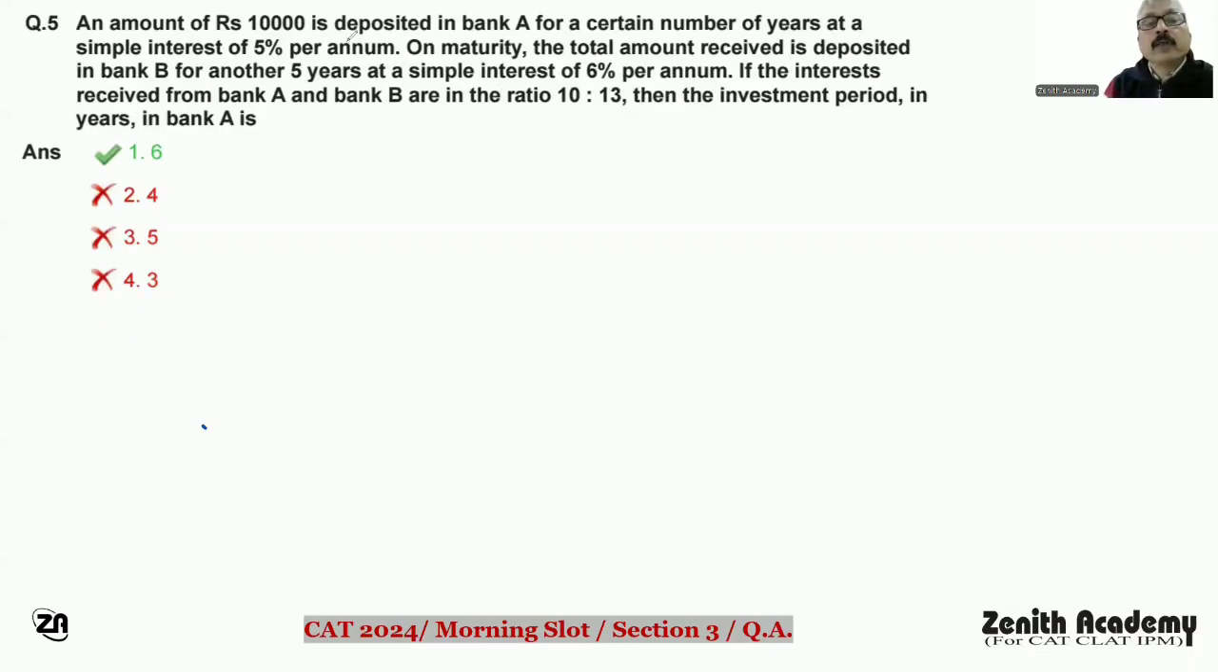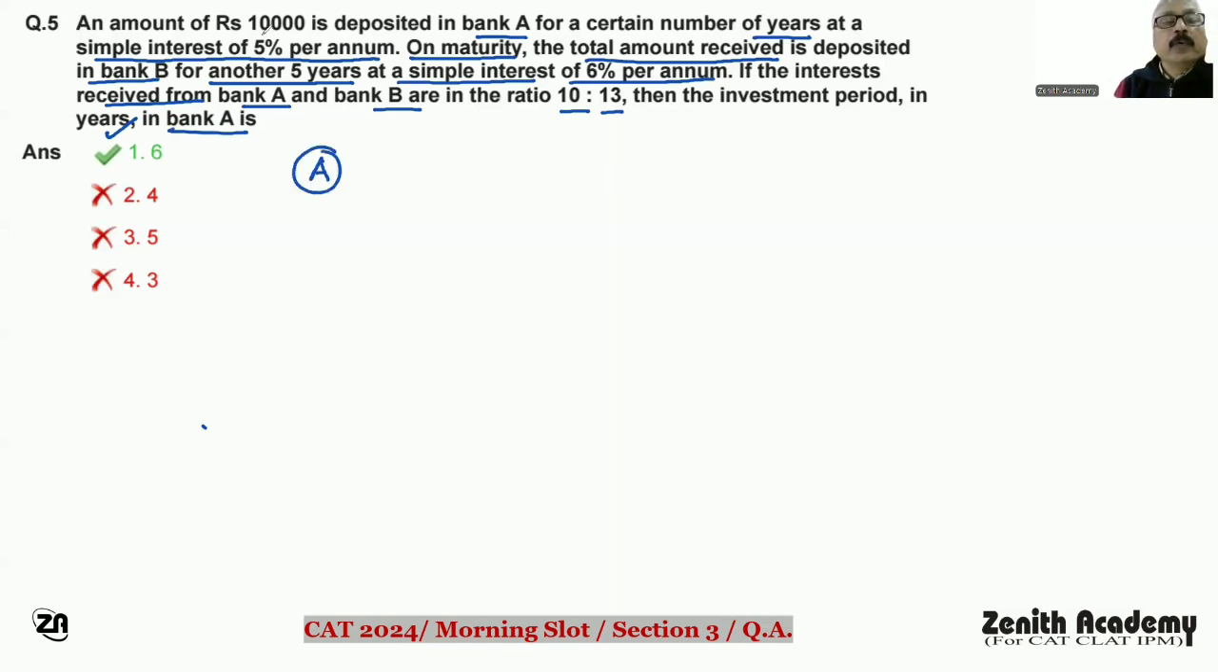Here an amount of rupees 10,000 is deposited in bank A for a certain number of years at a simple interest of 5% per annum. On maturity, the total amount received is deposited in bank B for another 5 years at simple interest of 6% per annum. If the interest received from bank A and bank B is in a ratio 10:13, then the investment period in bank A is to be found out. So in bank A, the deposit amount is rupees 10,000.